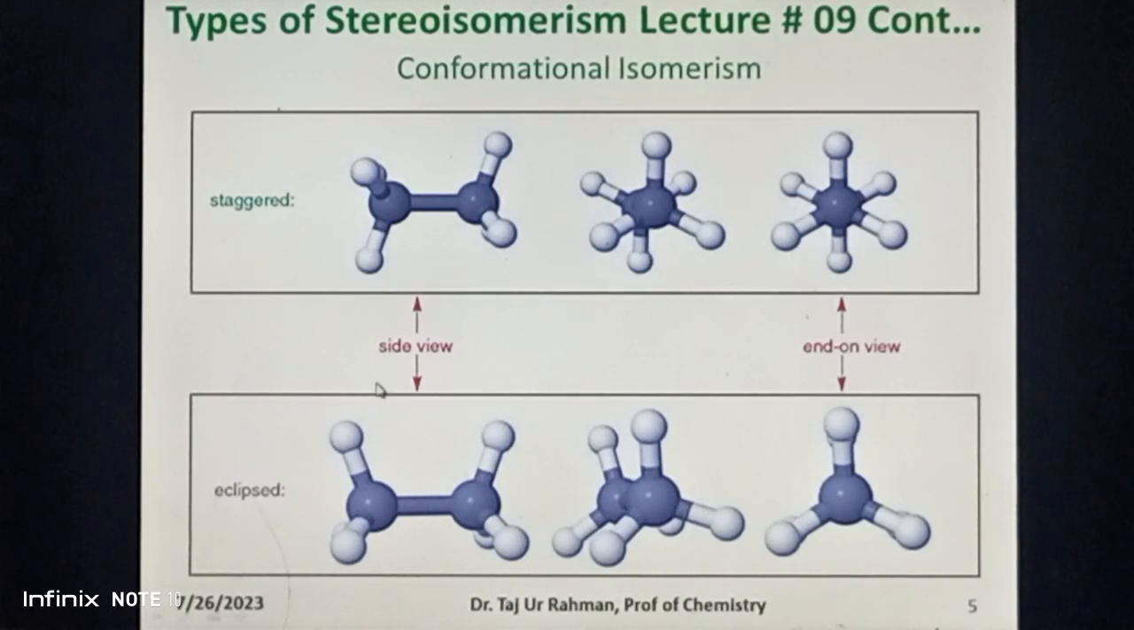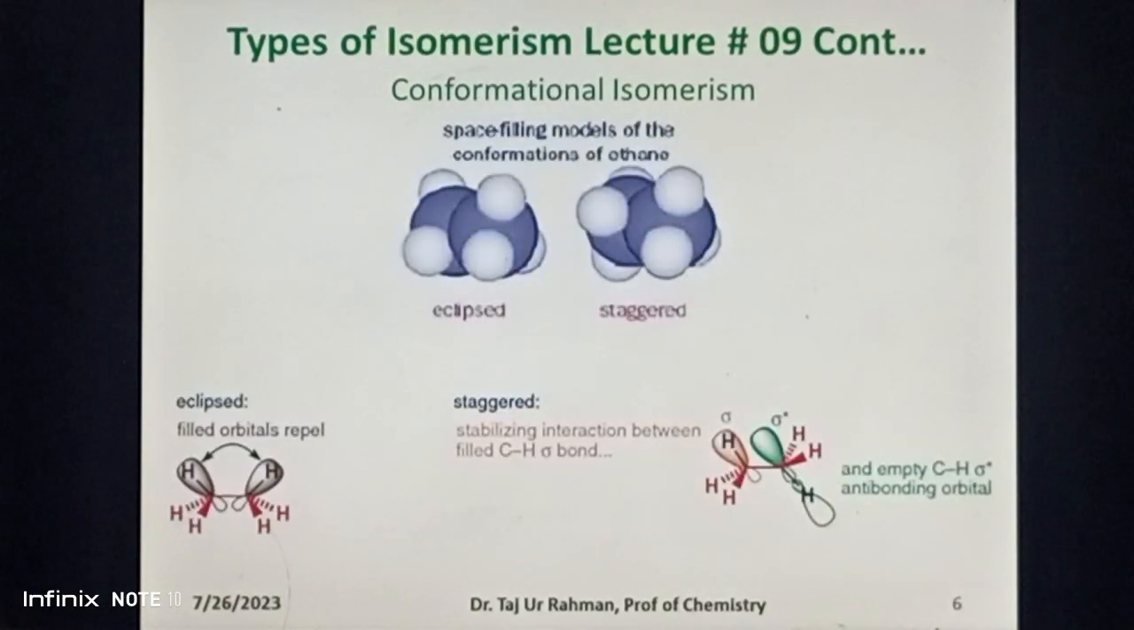These are the ball and stick models of the staggered and eclipsed conformations of ethane. These four are side views and these two are the end-on views of the staggered and eclipsed conformations of the ethane molecule. This is again the space-filled model of the eclipsed and staggered conformations of the ethane molecule.